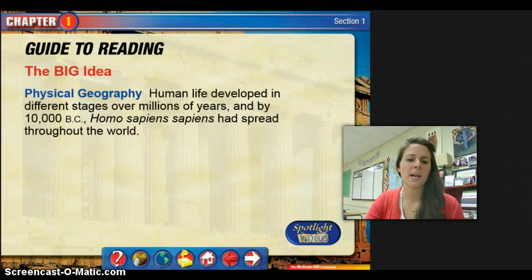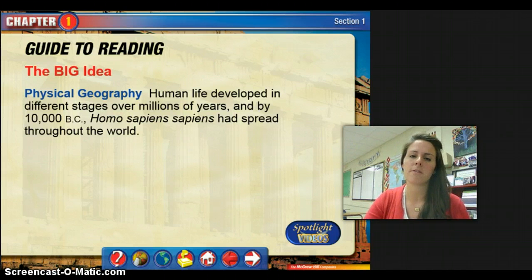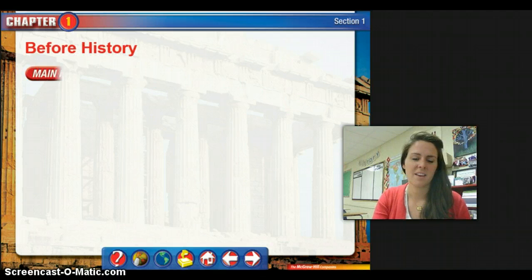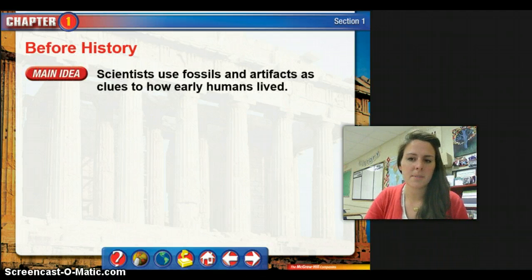Okay, so the big idea that we're going to get in this section: we're going to talk about how humans have developed according to scientists over time, how we've evolved supposedly from southern apes to what we are today. Now this is the first subsection in section 1, and you want to call it Before History.